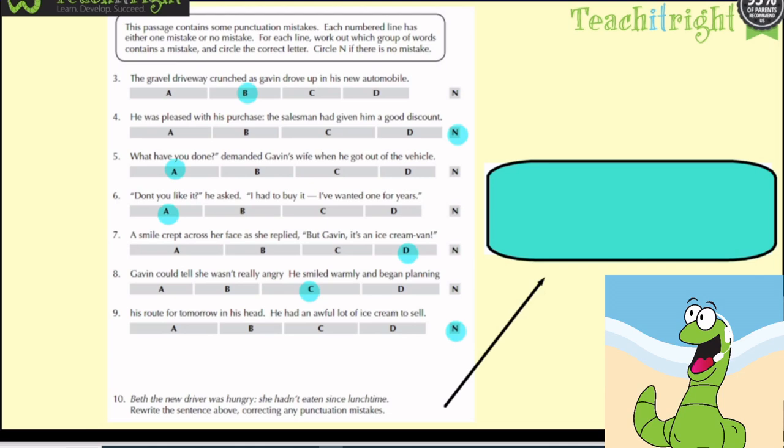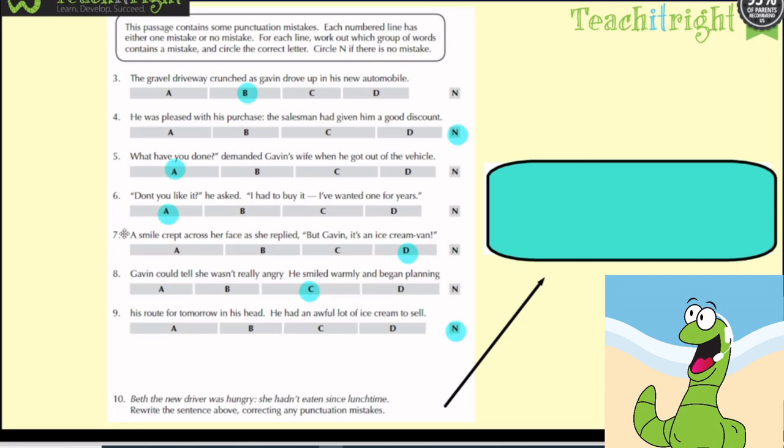A smile crept across her face as she replied, "But, Gavin, it's an ice cream van." D is incorrect here because ice and cream could perhaps be hyphenated as opposed to cream and van. Gavin could tell she wasn't really angry. He smiled warmly and began planning his route for tomorrow in his head. He had an awful lot of ice cream to sell. There should have been a full stop after angry there.